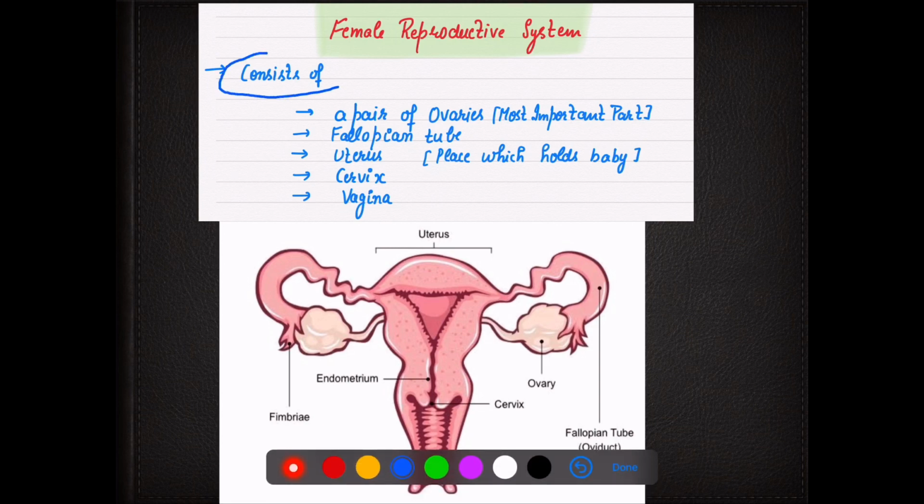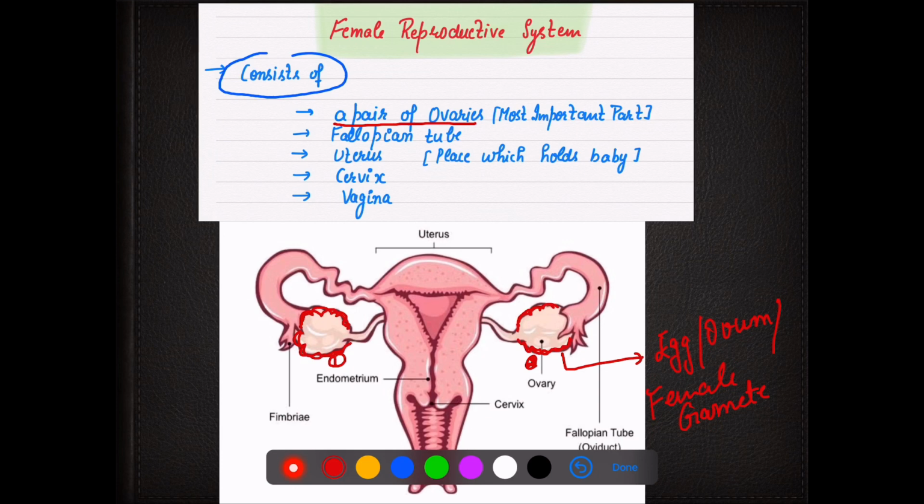It consists of a pair of ovaries. Here, as you can see, these are our ovaries, on both sides of the uterus, one on this side and another on this side. That is the most important part. The ovary is the most important part because this is the portion which releases the egg, or ovum, or female gamete.